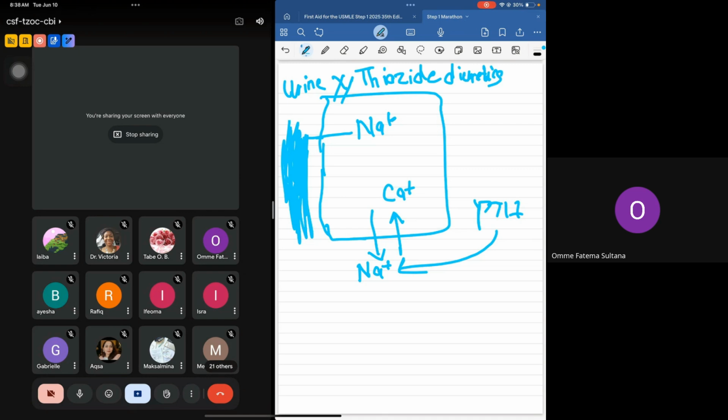Now, the calcium cannot be absorbed there. There is no transporter for the calcium to be absorbed there, so all the calcium is going to go into the urine at this point. Anything that is present in the tubule is the urine.